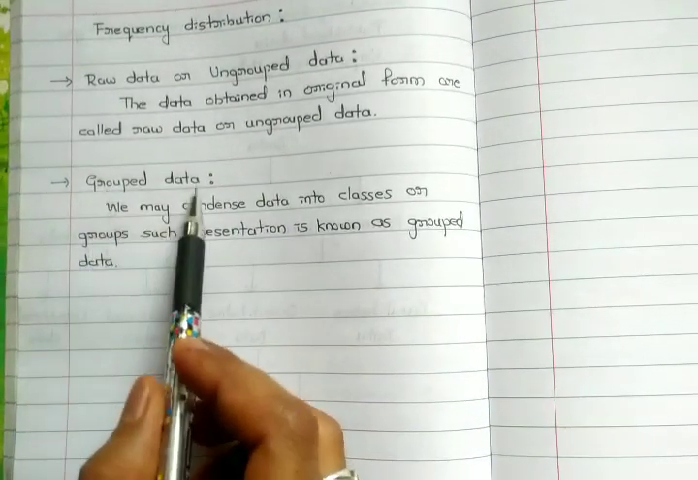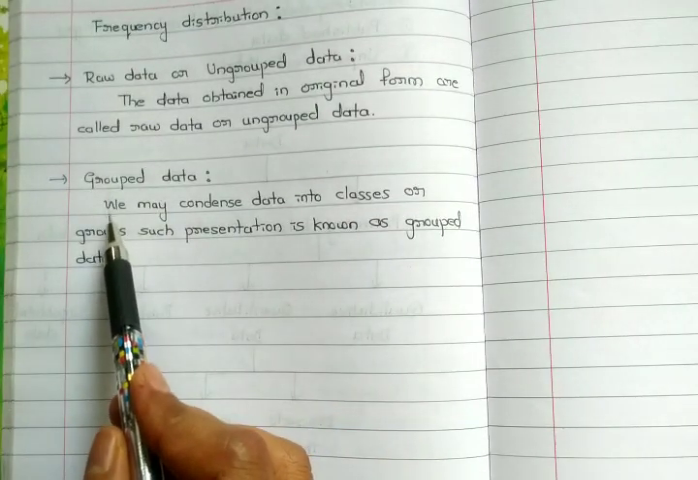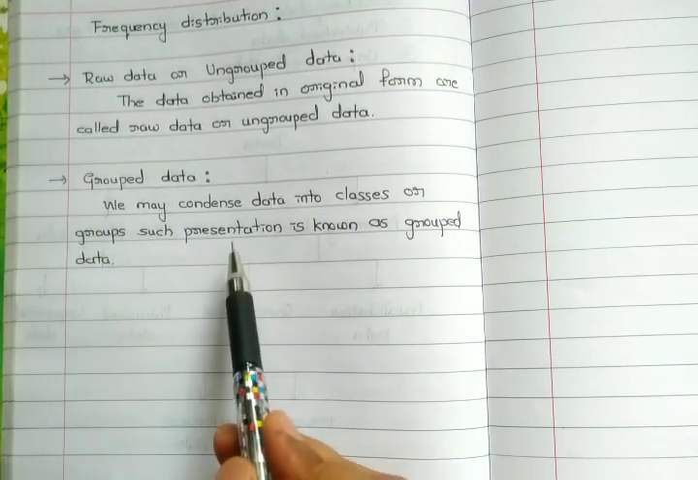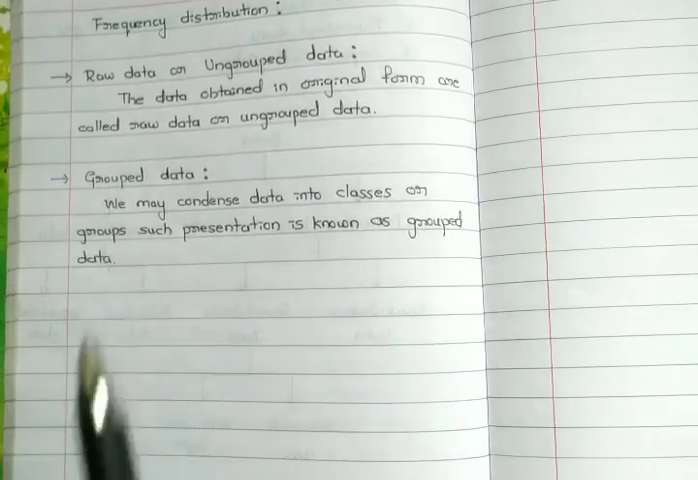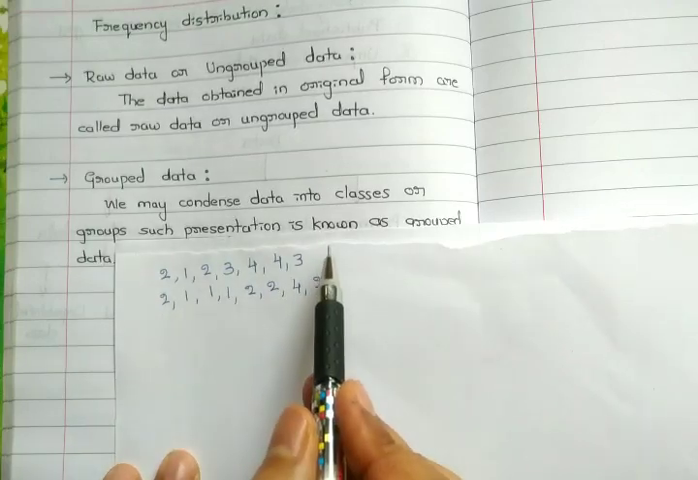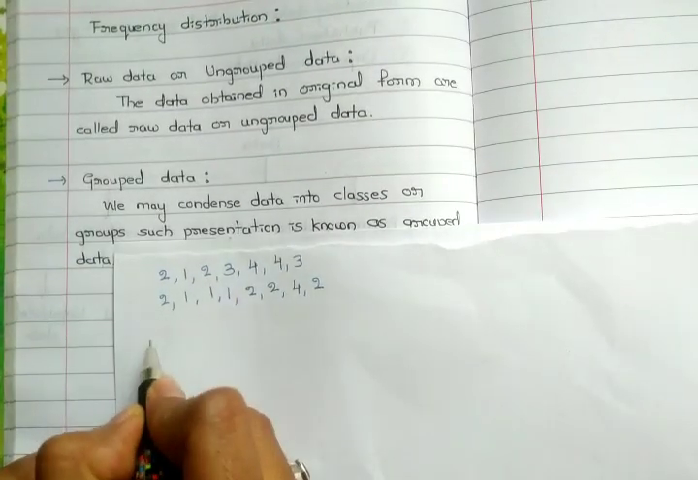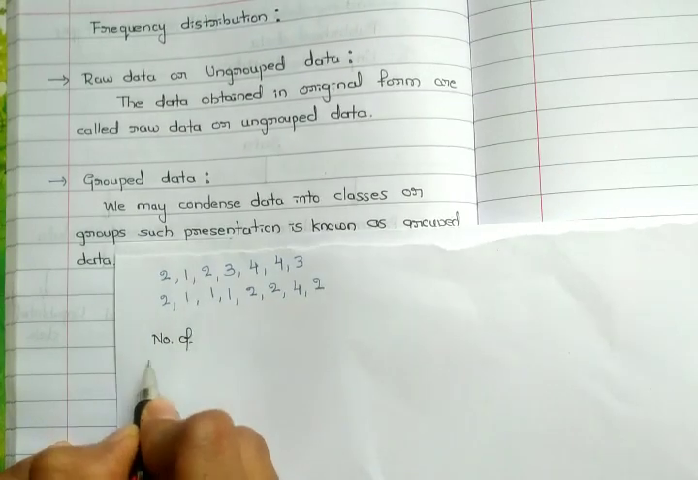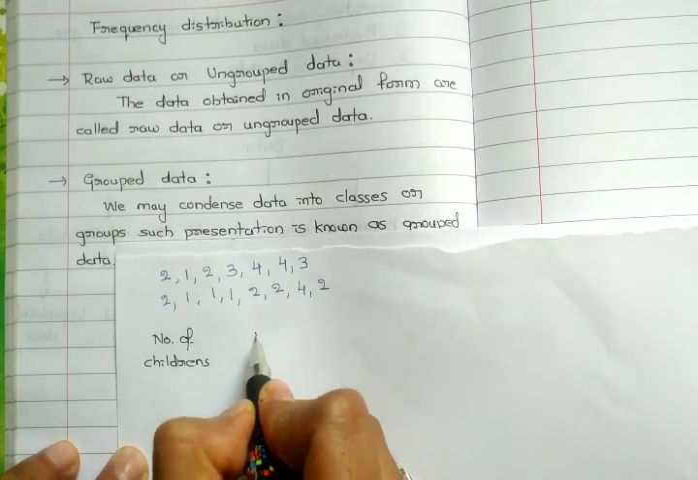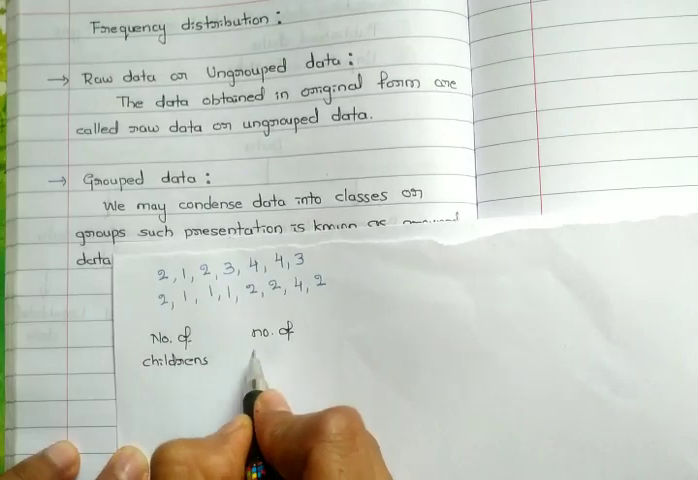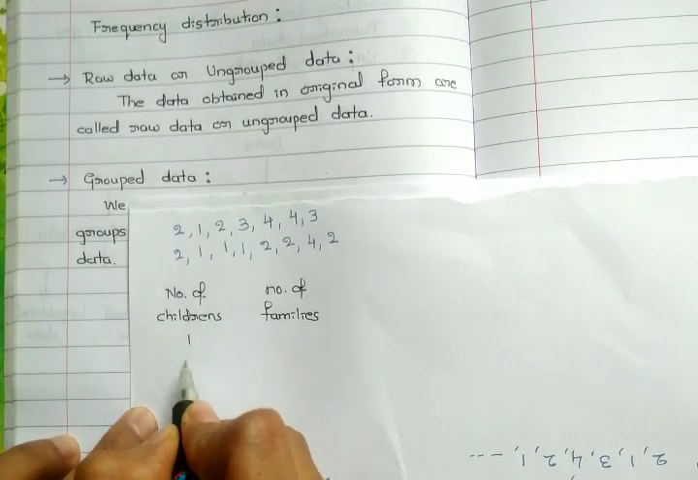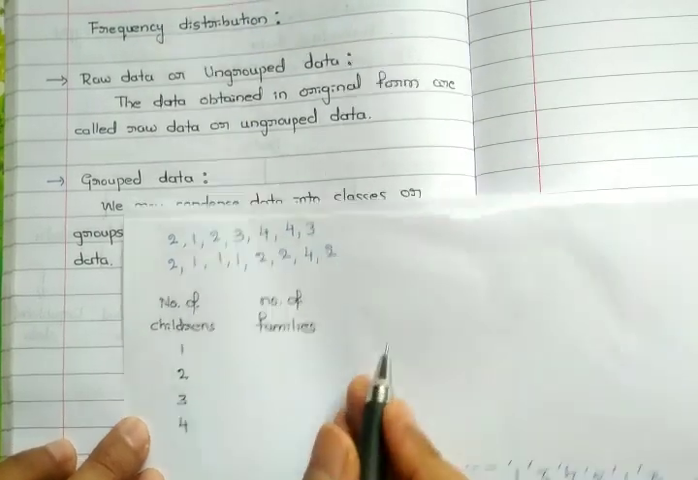Next, grouped data. We may condense data into classes or groups. Such presentation is known as grouped data. Just now I gave this example, correct? This same data, if I write like this: number of children, and then here I will write number of families.